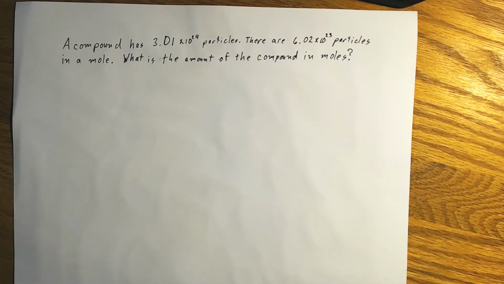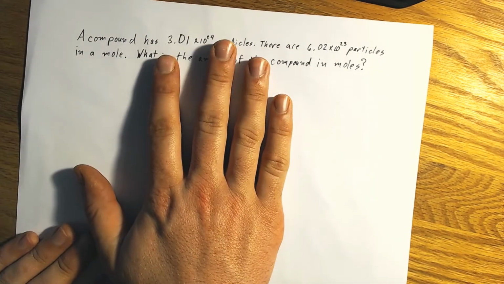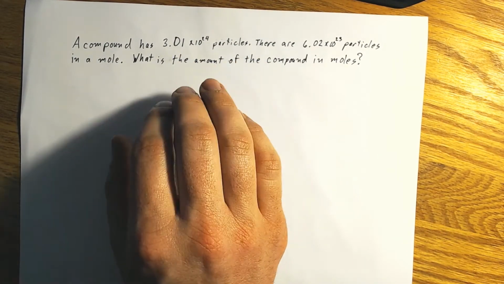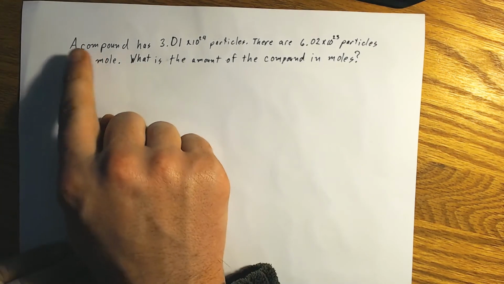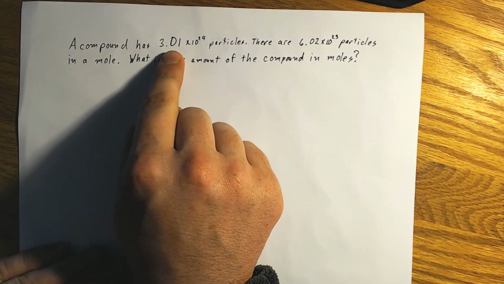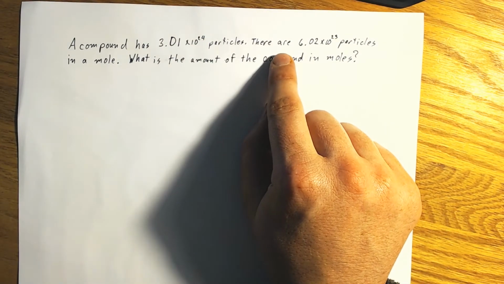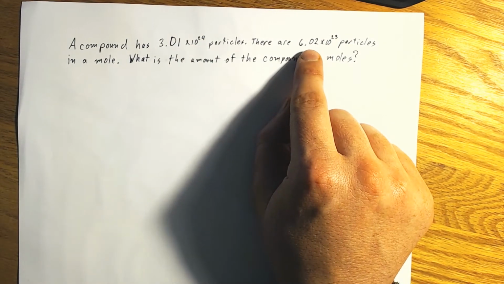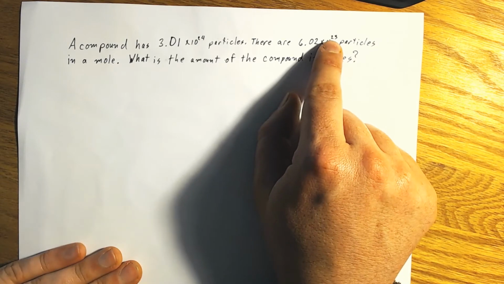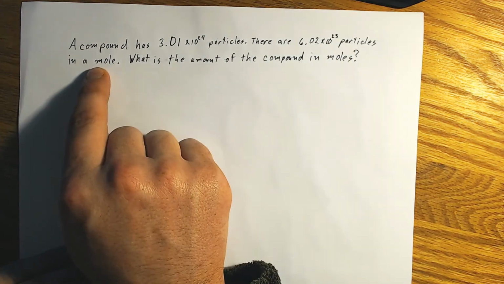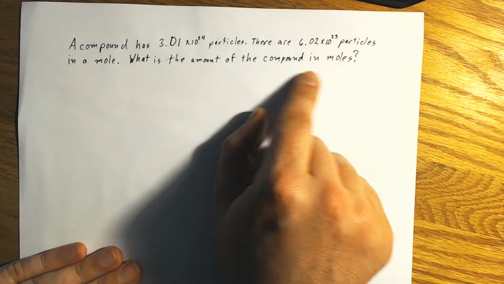Okay, we have a simple conversion problem here. I'm going to read it, that way we're on the same page. A compound has 3.01 times 10 to the 24 particles. There are 6.02 times 10 to the 23rd particles in a mole. What is the amount of the compound in moles?